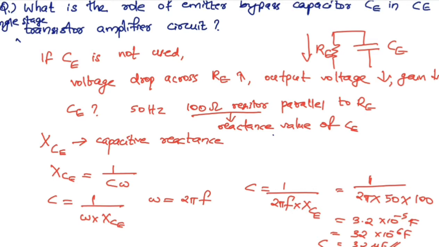To filter out an AC signal of 50 Hz, why are we using the value 50 Hz? We know that for our household purposes we are getting the AC signal of 50 Hz frequency. So to filter out the AC signal of 50 Hz we have to use a capacitance of 32 microfarad. Now we are going to find out the current value through RE and CE.